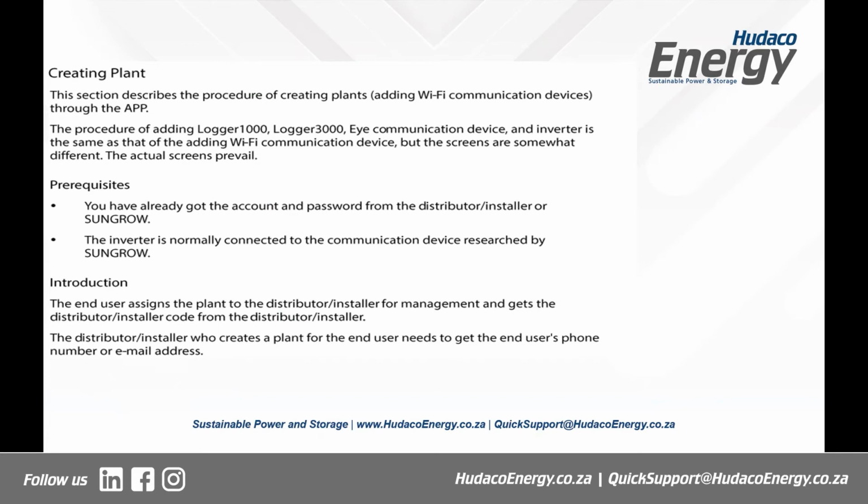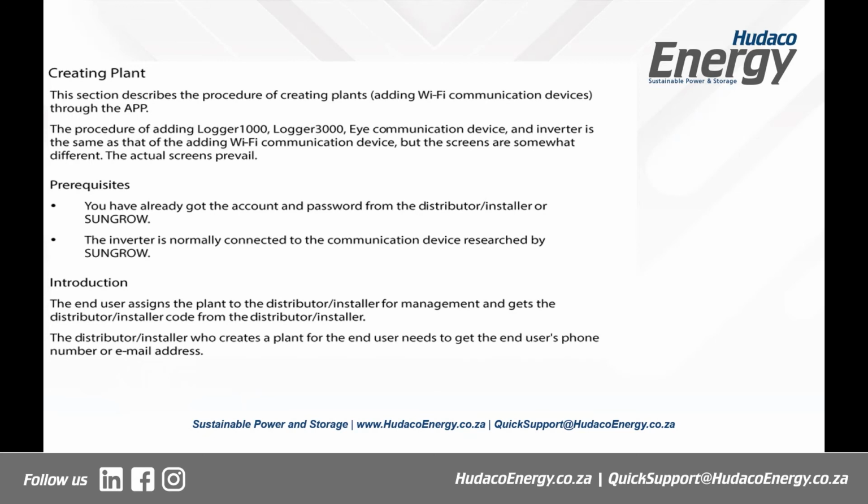Right, now let's see how to create a plant. By creating a plant, we're simply saying you're also adding Wi-Fi communication devices. So this applies to every other device that you can add to the system, which includes the Logger 1000 that we are yet to talk about, the Logger 3000, and the communication device, which is your Wi-Fi dongle. So it's the same. There's a slight difference here and there, but more or less the same, right?